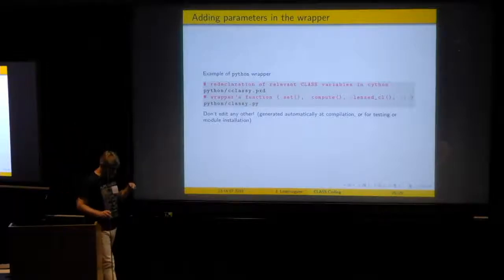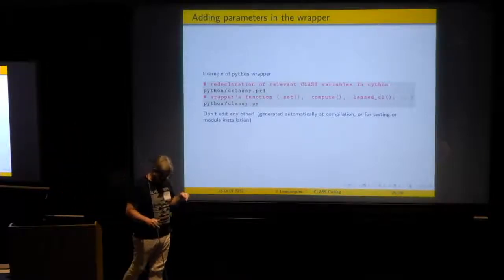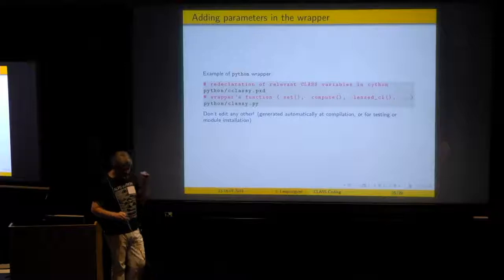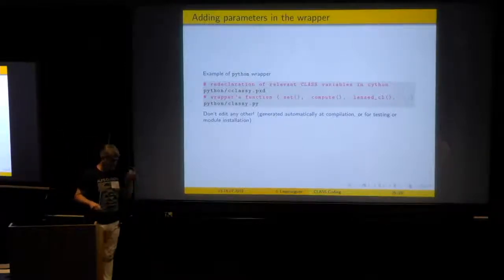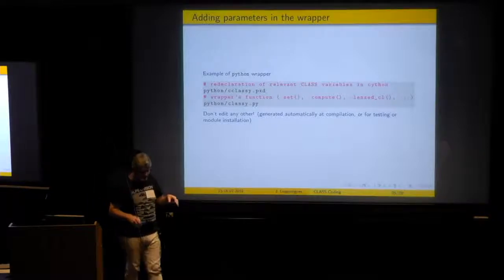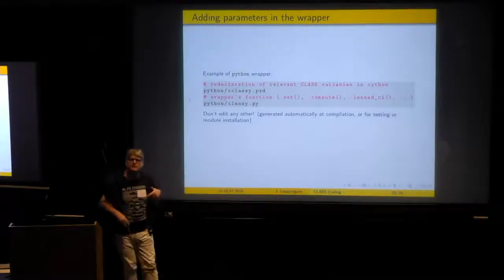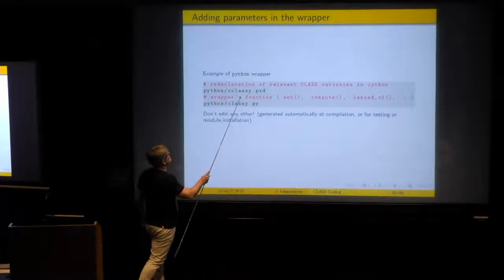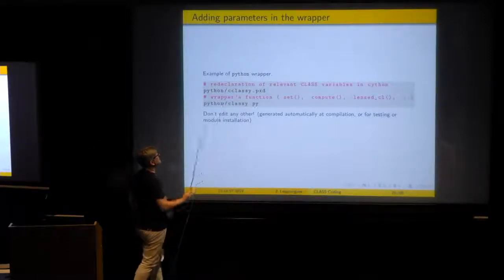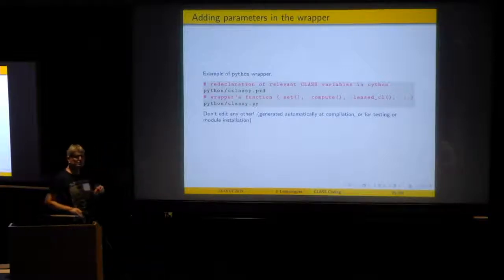There is a test, which is used for testing the module, the wrapper. And then there are lots of files which are written automatically at compilation. And you don't want to touch these ones. If you did, they would be overwritten by the next compilation anyway. So these are the important files because they are not generated automatically. On the contrary, they are used to generate automatically the other ones.